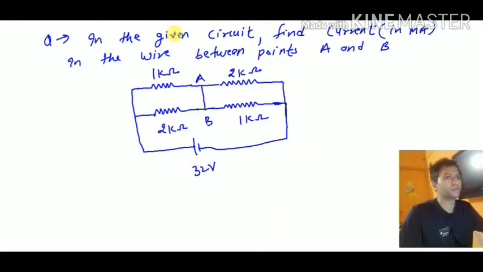Okay, so the question is given on your screen. In the given circuit, find the current in milliampere in the wire between point A and B. So this is the given circuit. In this circuit, this is a 1 kilo ohm resistor, this is a 2 kilo ohm resistor, this is again a 1 kilo ohm resistor, and this is a 2 kilo ohm resistor, and you have to find how much current will flow through this point.